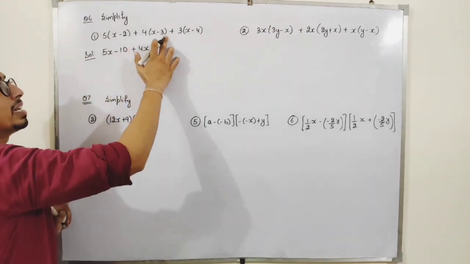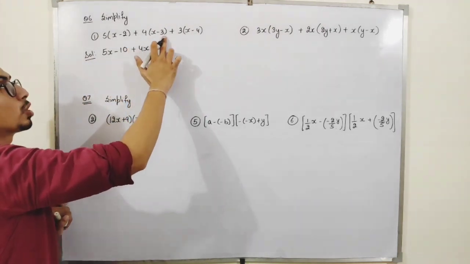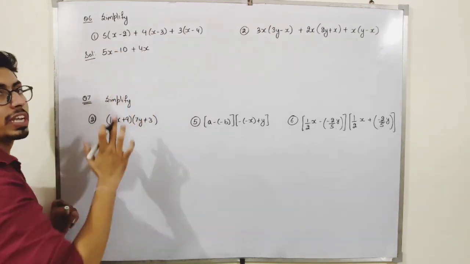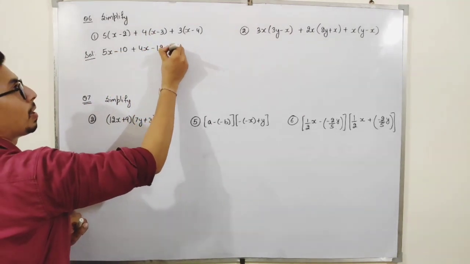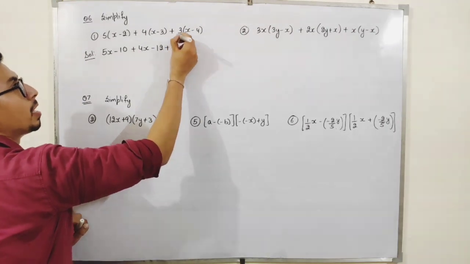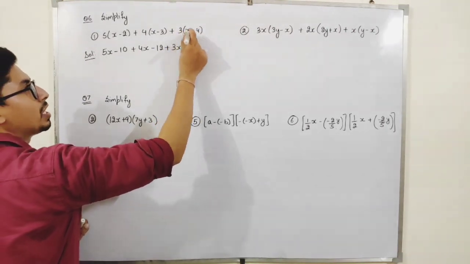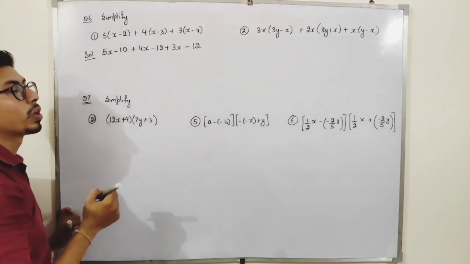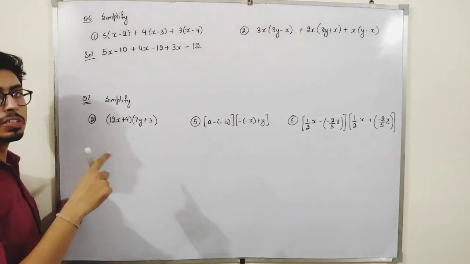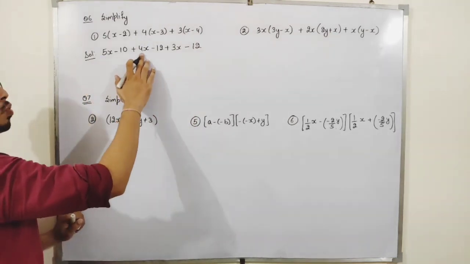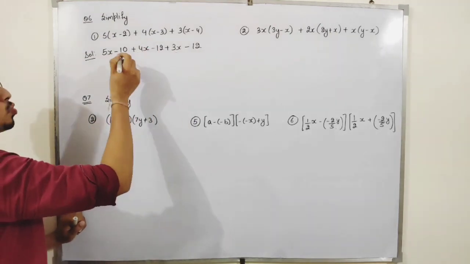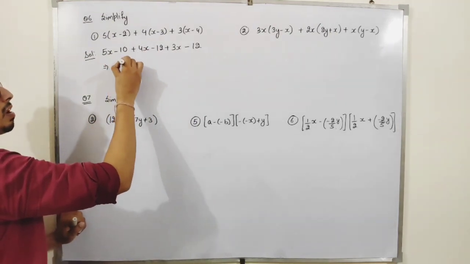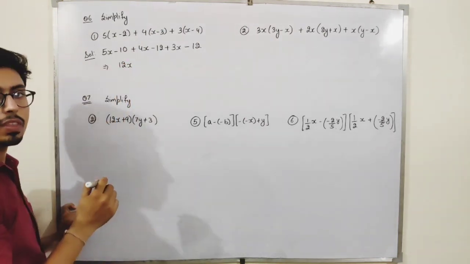Okay, 4 and 3 both are numbers. 4 3s are 12, but this is positive and this is negative. So positive into negative is negative. So 4 3s are 12. Similarly, 3 into x is 3x. Positive into negative is negative. 3 4s are 12. Okay. Now just add the variables with variables. See, 5x, 4x and 3x. 5 plus 4 is 9. 9 and 3 is 12x. So this will be 12x.